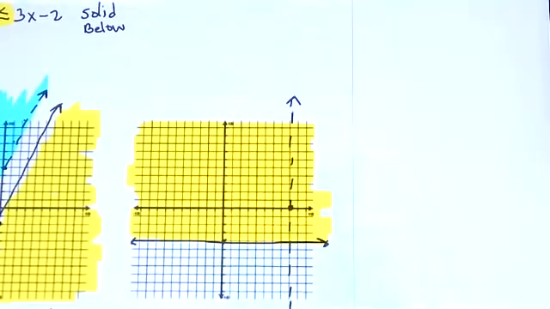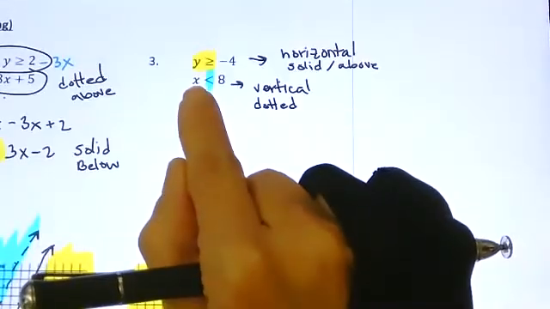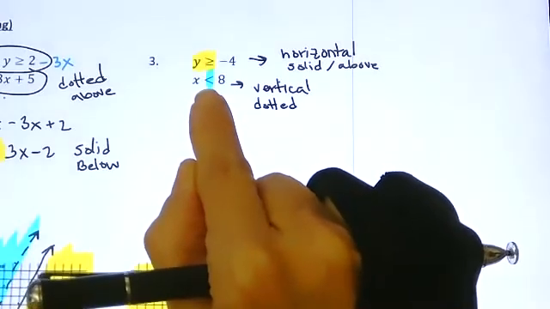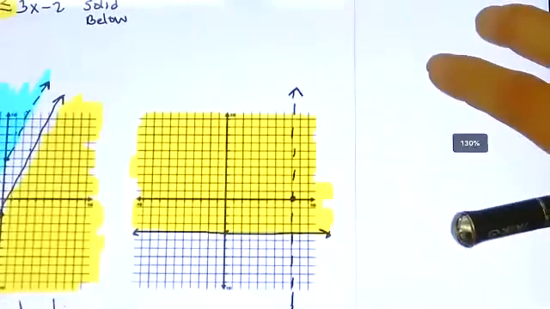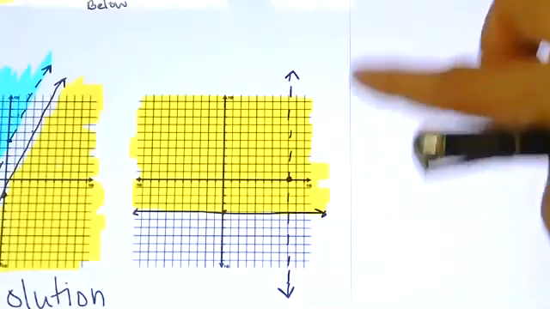Okay, so there is a vertical line at x equals 8. Now, look at what it says. We want to know where the x's are less than 8. So think about that. There's my vertical line. I can't shade above or below it because it's vertical.